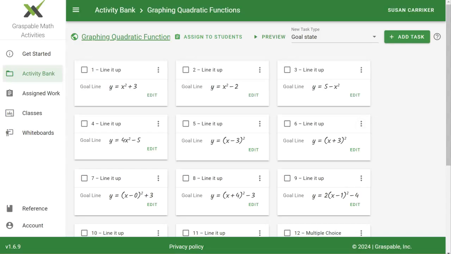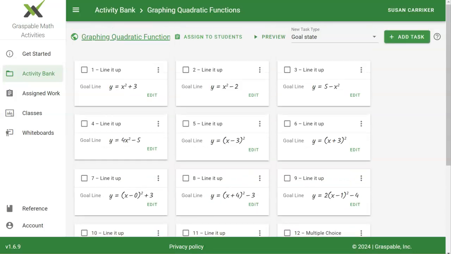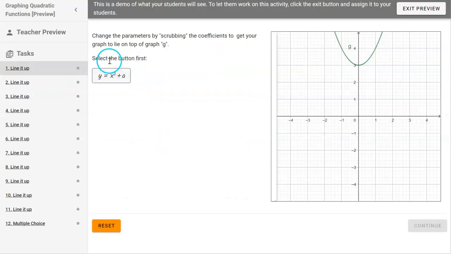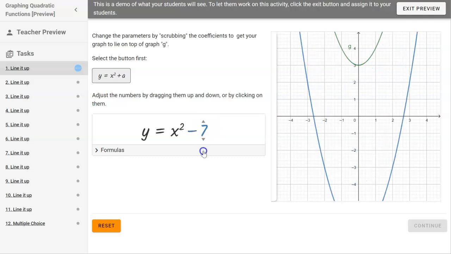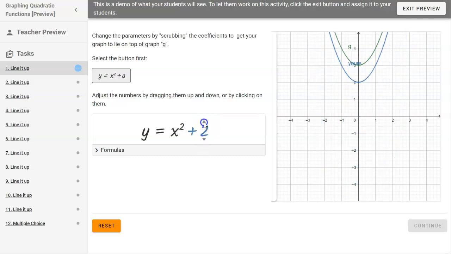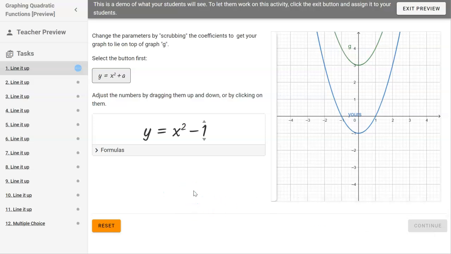This is your Graspable Math quadratic function activity, and all but one of these are very similar. So let's take a look. When you go into the activity, they'll have one button to press, and when they do, it produces another graph, and then they're going to slide this up or down. So they'll grab it and slide it. As soon as it matches the graph, it will turn bright green. This button will pop up and say bright green, and they will be finished, so they'll be able to continue.